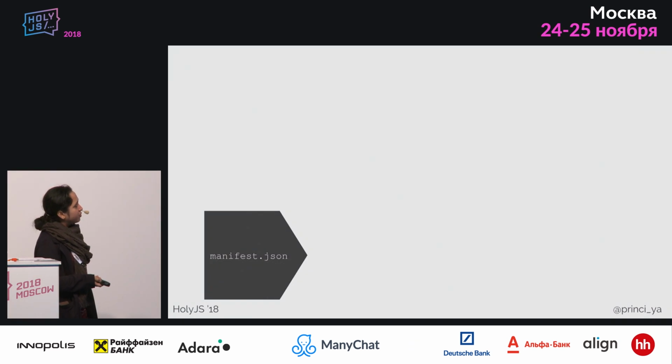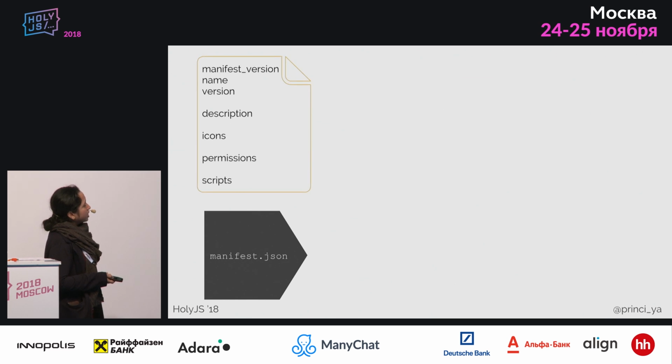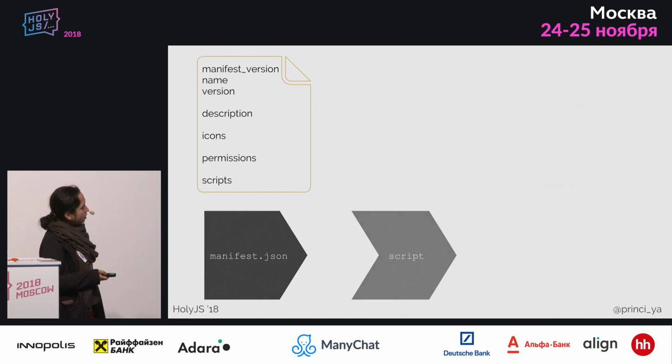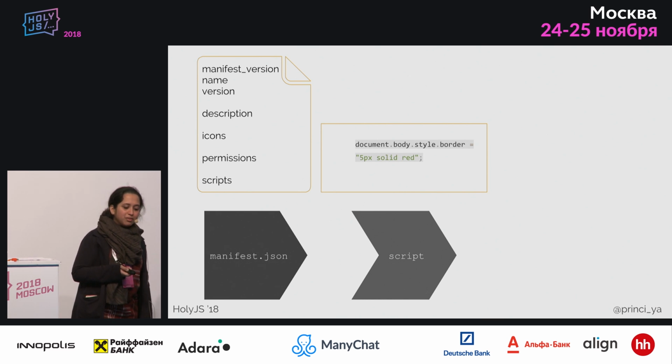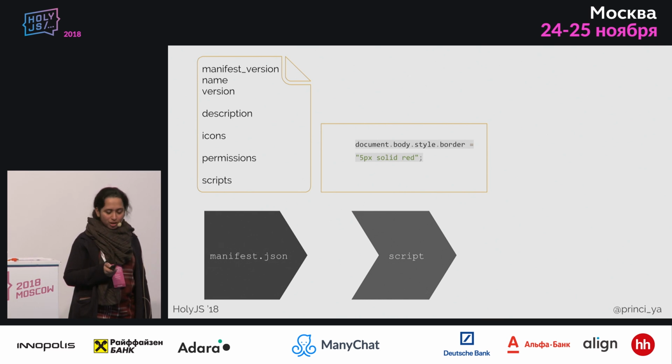Now, in its simplest form, a browser extension has a manifest.json, like a typical mobile application. We need to request permissions. There are certain scripts which do the job, the name and the version. Each time you publish a new version to the add-on store, the version has to be incremented. And the script, for example, can be as simple as setting the border style for the document body to 5 pixels solid red.